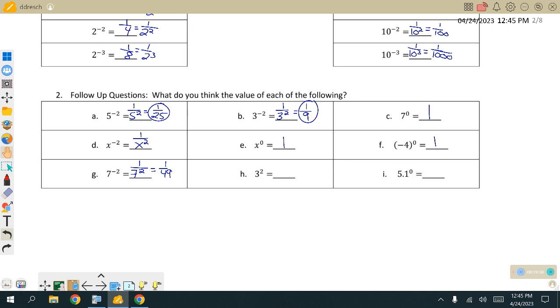3 squared. That's just 9. 3 squared is not going to get rewritten. Okay? Is that a negative exponent? No. So don't write it as 1 over. 3 squared is just 9. So don't be in that habit. Okay? Anything to the 0 power is just 1. And if you don't know those, you've got your calculator, don't you?